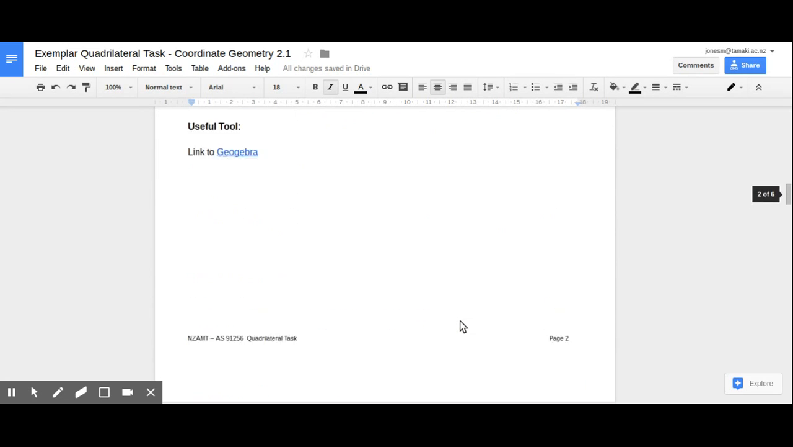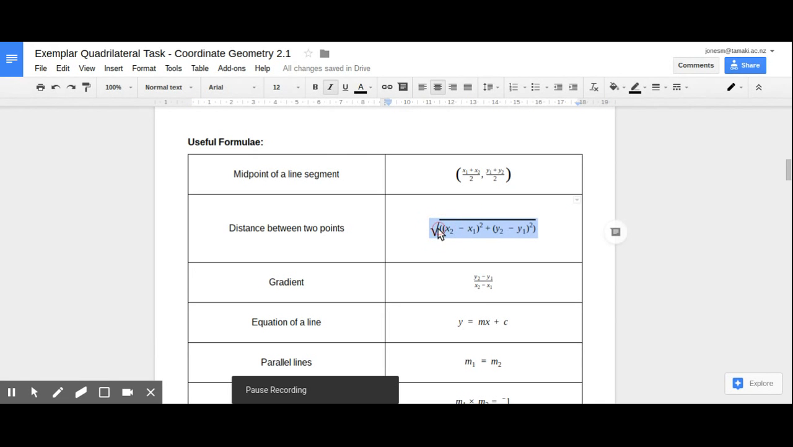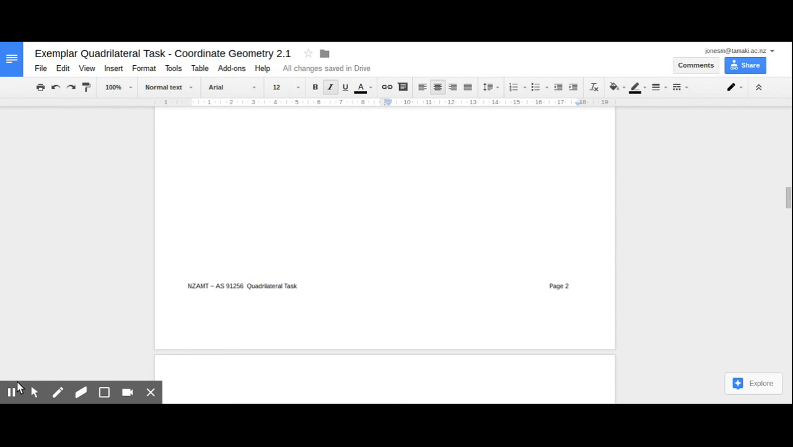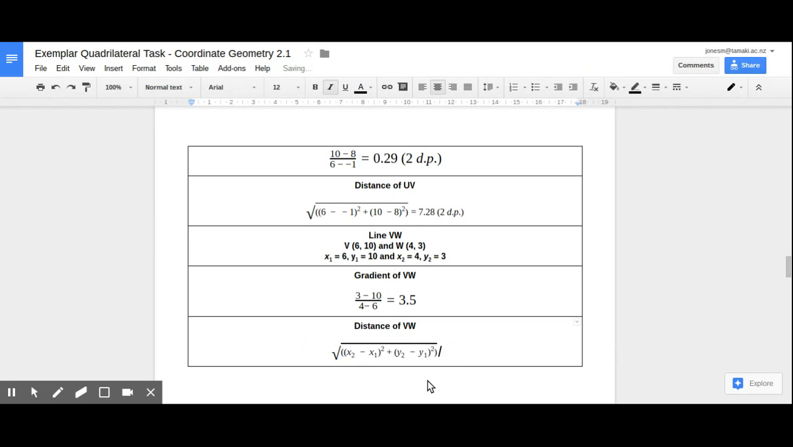Right, now the distance. What we're going to do is copy the distance formula again, and our x2, so that is 4, our x1 is 6, our y2 is 3, and our y1 is 10.